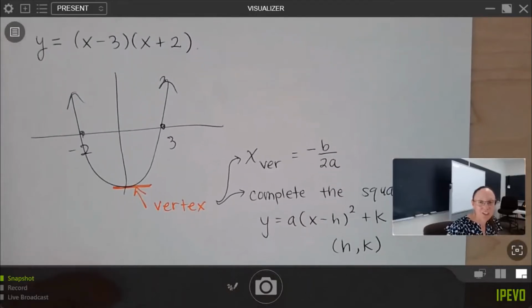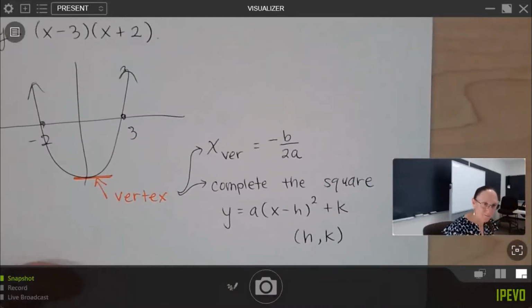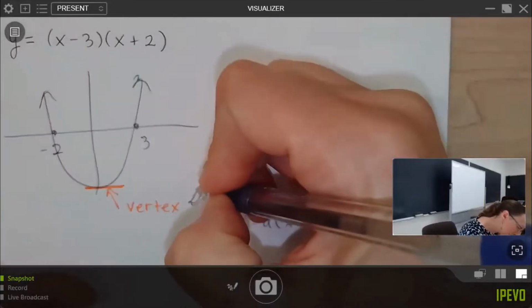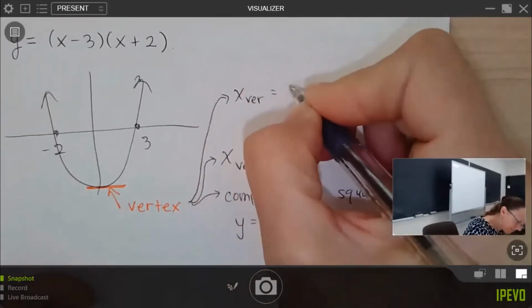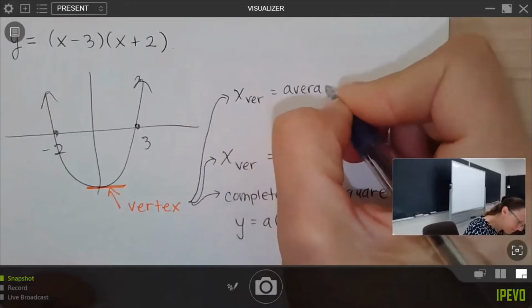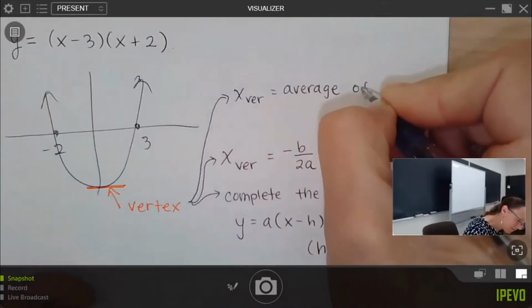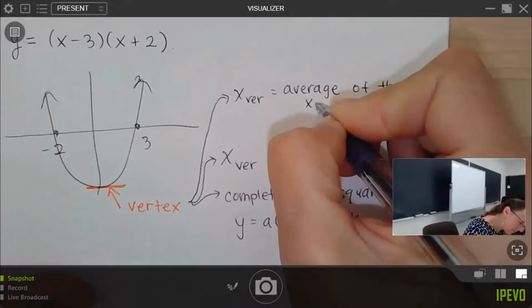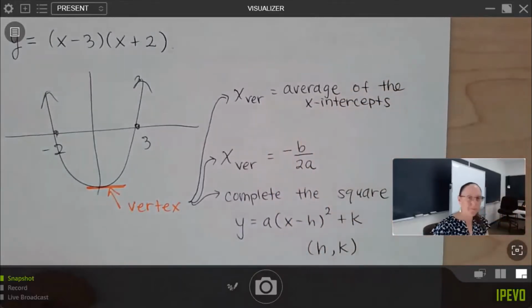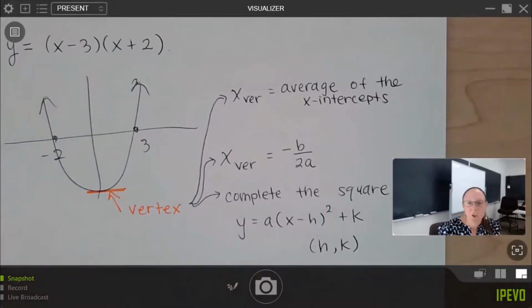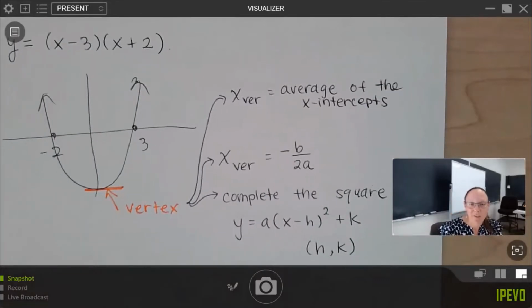And I mentioned a third option for finding the vertex, which is the average of the x-intercepts. So which method I use to find the vertex depends on which equation form the parabola is in.